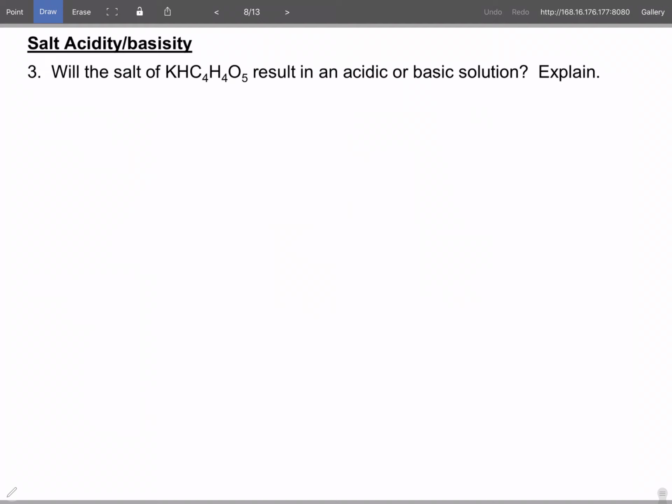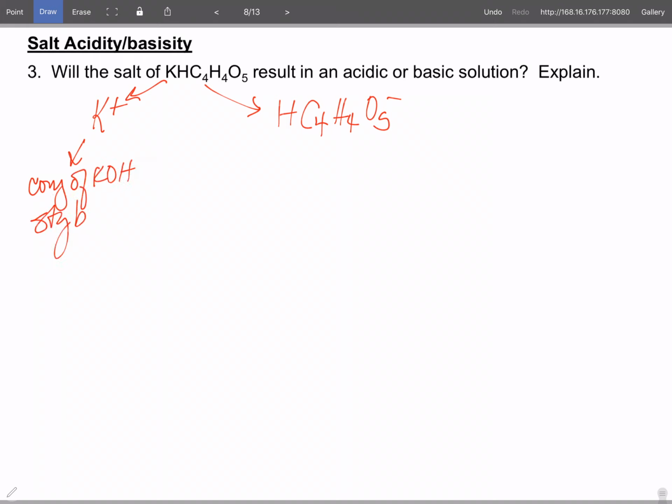So this one is kind of more interesting. Will the salt of this species result in an acidic, basic, or neutral solution? Well, it's going to dissociate into potassium and HC4H4O5 minus. Well, this one here is the conjugate of KOH, which is a strong base. So since it's the conjugate of a strong, then it is neutral. So what do we do with potassium? We ignore it.